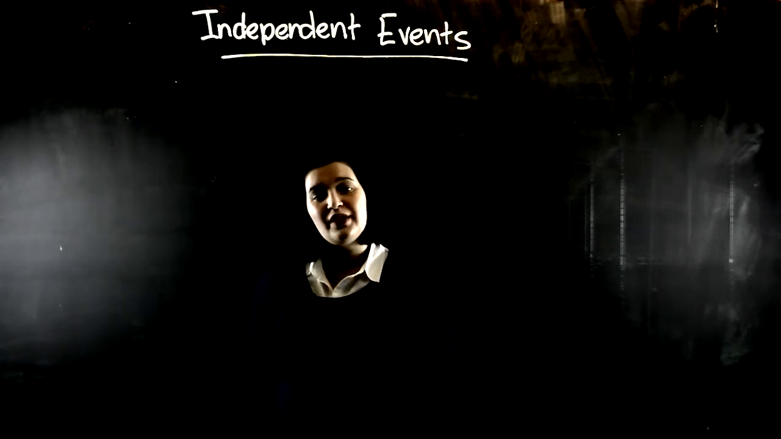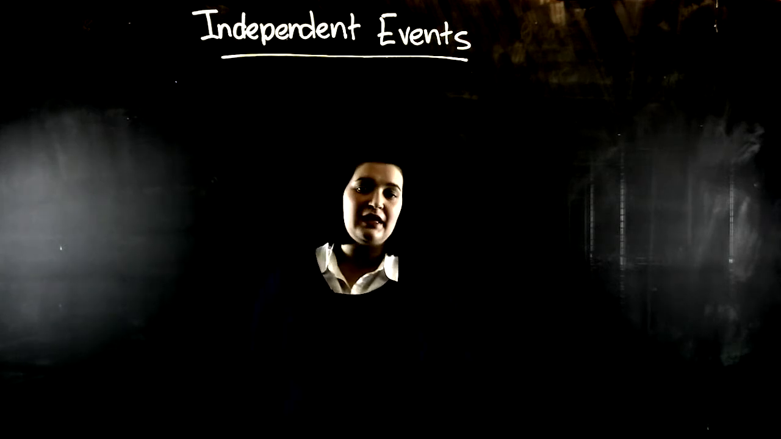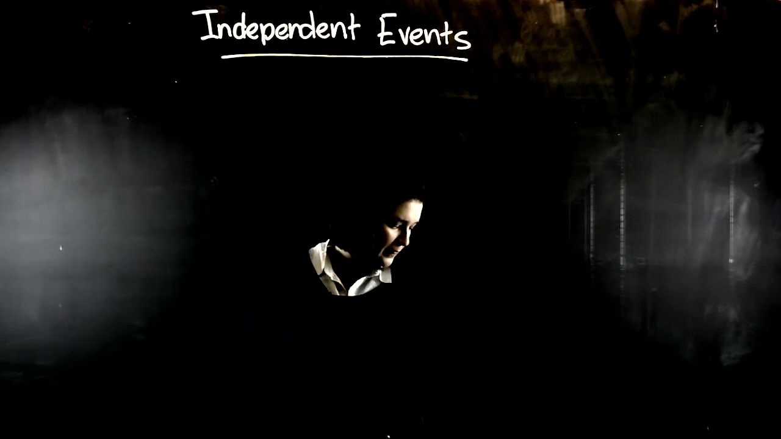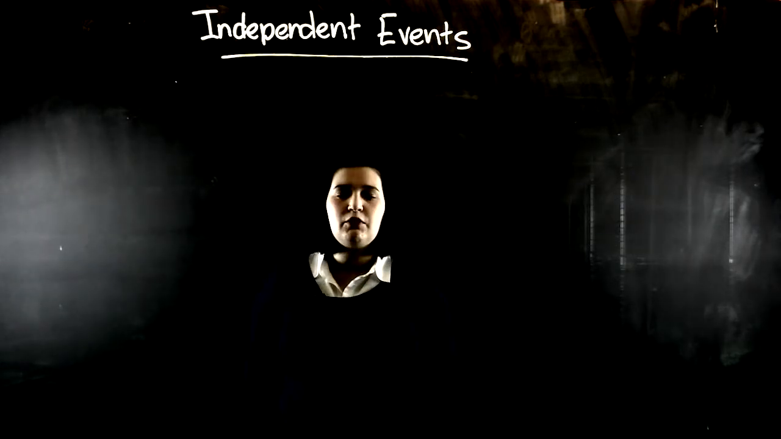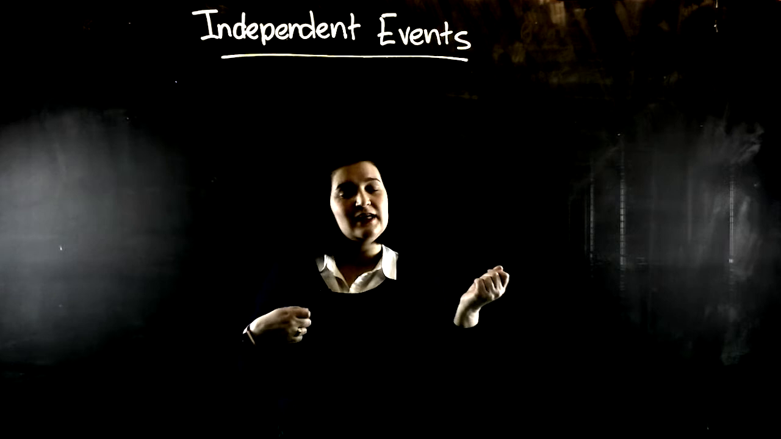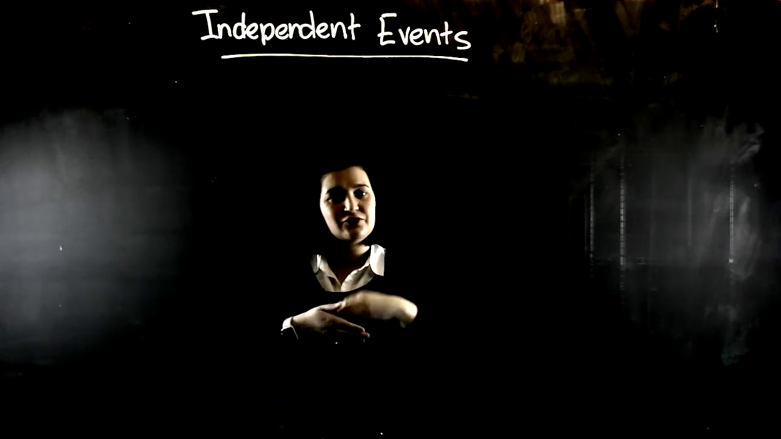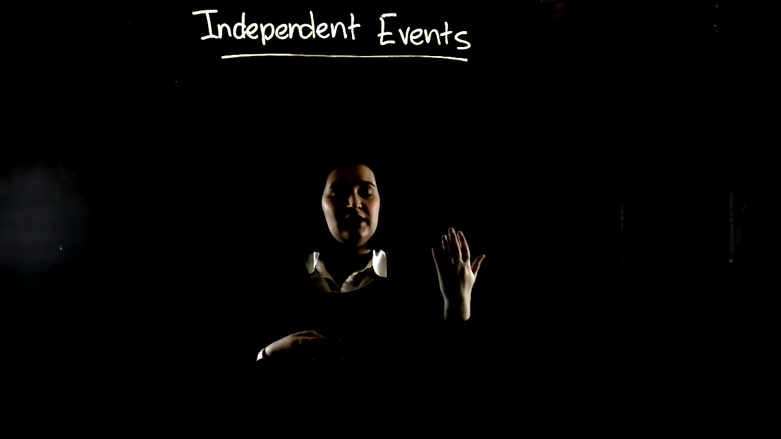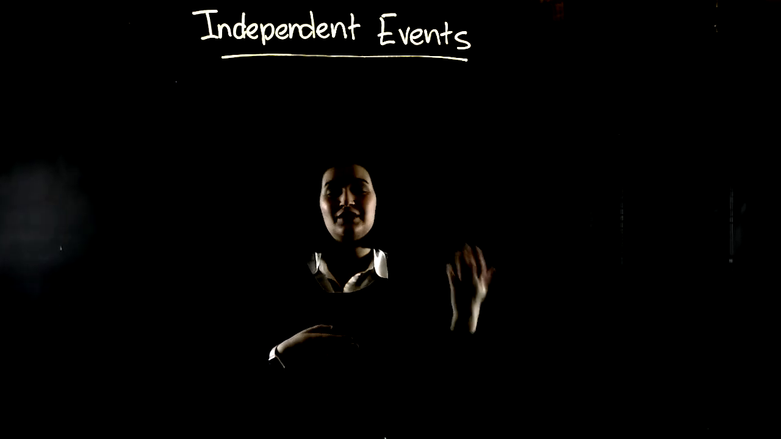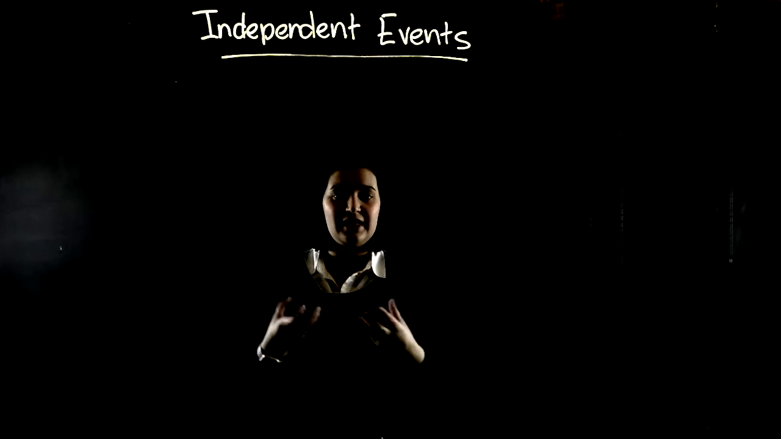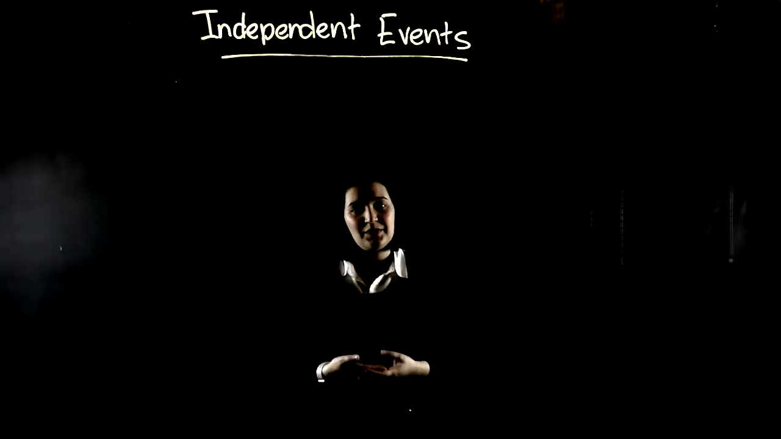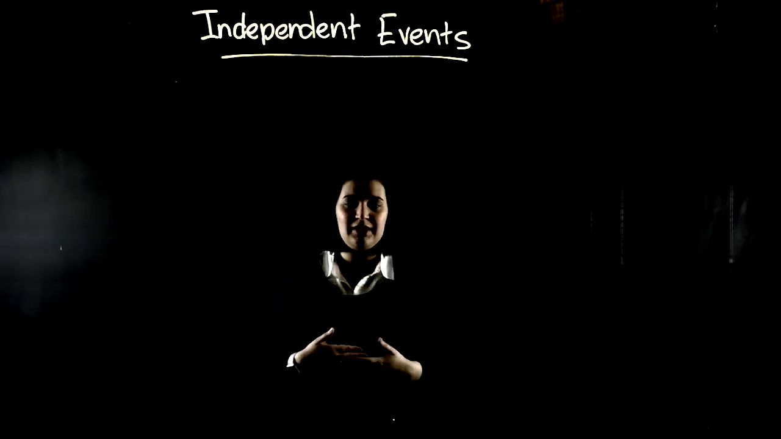If I were to flip two coins, one being a head doesn't impact the other one being a head. They're totally independent of each other. Also, if I were to draw a card and then put the card back into the deck and draw another card, the card that's drawn in the first trial doesn't impact the card that's drawn in the second trial, because I put it back in, so the deck is still the same. So that's independent events. Now, how do we calculate probabilities of two independent events?